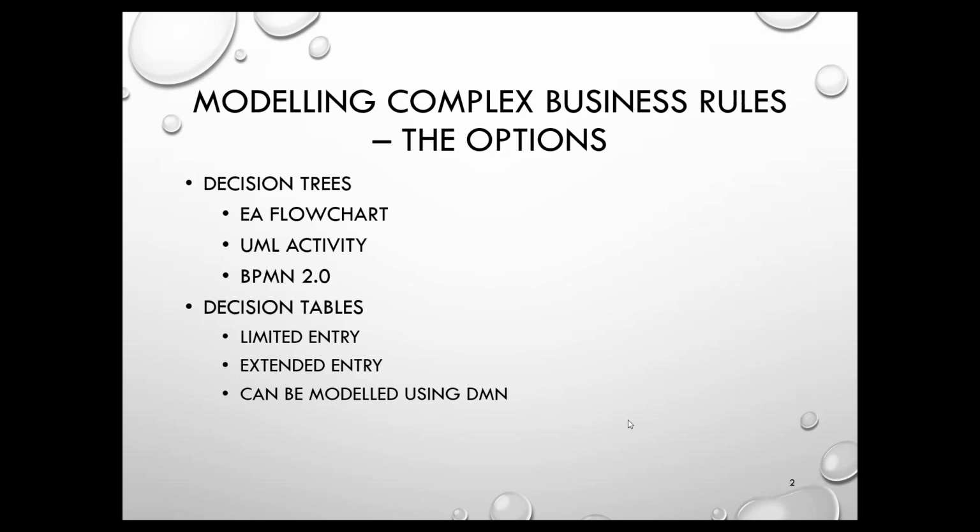So various ways of representing business rules are decision trees, which we can represent using a flowchart-like notation, EA flowchart, UML activity, business process model notation 2.0, etc. Or we could use a decision table, of which there are two types, and I'll go through those in a moment for you. And they could be modeled using something known as decision model notation, or DMN for short.